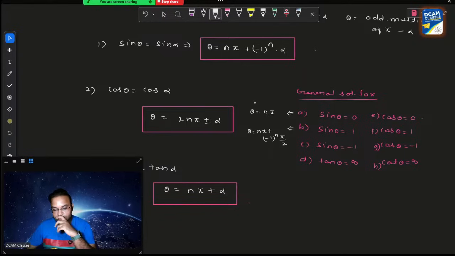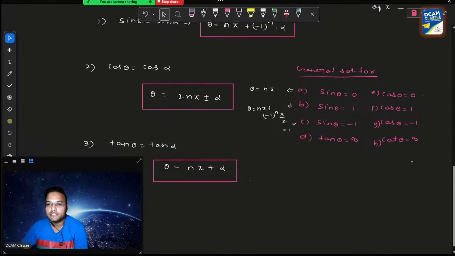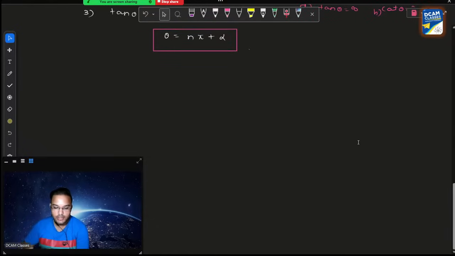The next one would be n pi plus or minus 1 whole to the power. Okay, you are able to find it easily. You will find it very easily. It's easy. Now let me give you some questions.